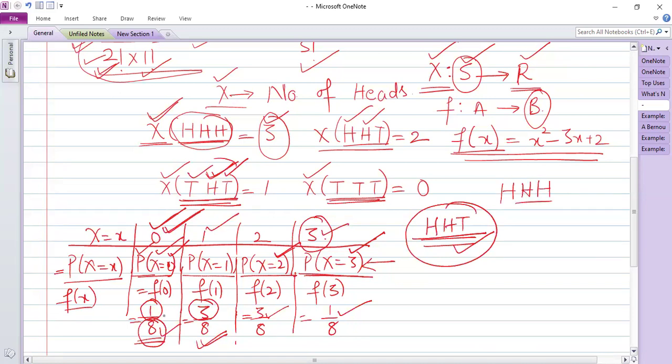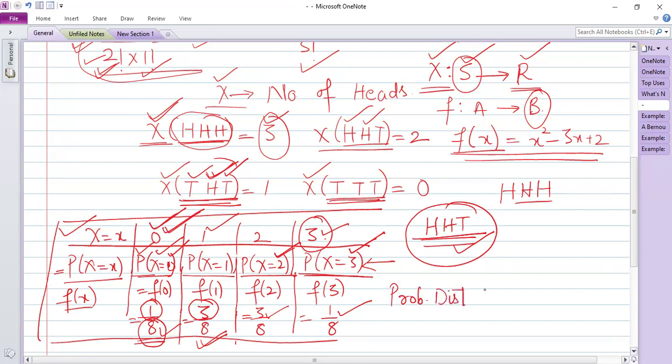Now, if you look carefully, this table is giving us the distribution of the probability, meaning how probability is distributed. So that's why this is what we call a probability distribution. We can call it a probability distribution table. But in the technical language of statistics, we don't use this word table.